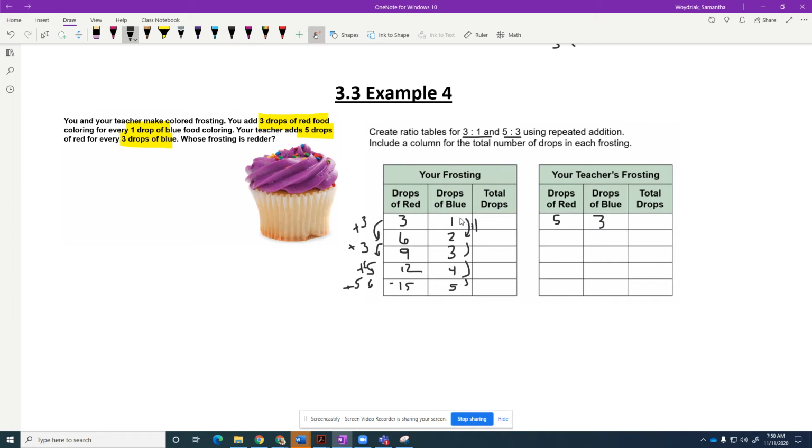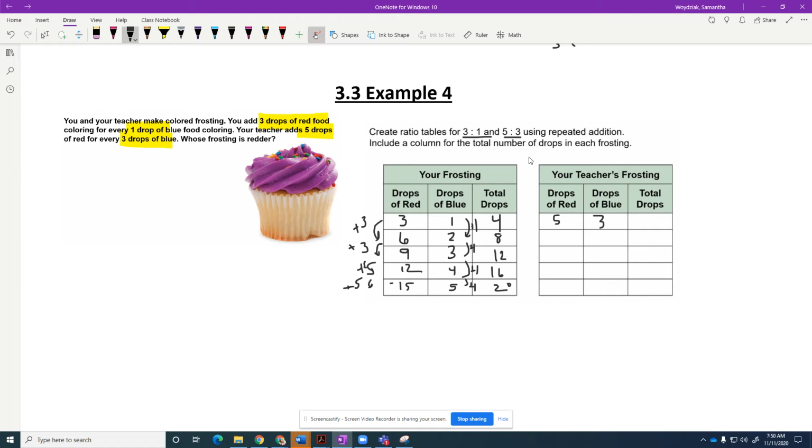If 1 drop of blue equals 3 drops of red, then 5 drops of blue would equal 15 drops of red. So every time I added 1, and now I need to figure out the total number of drops because we can use this at the end to help us. 3 plus 1 is 4, 6 plus 2 is 8, 9 plus 3 is 12, 12 plus 4 is 16, and 15 plus 5 is 20. And this does make sense since we use repeated addition for it to be 4, 8, 12, 16, 20. You can see the pattern of how it added 4 every time.